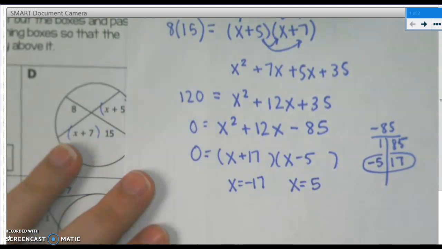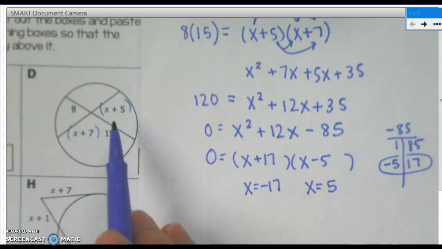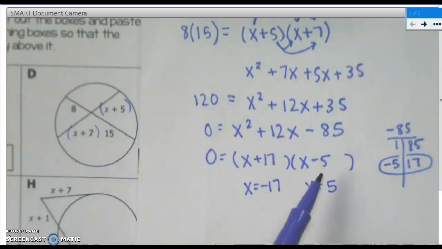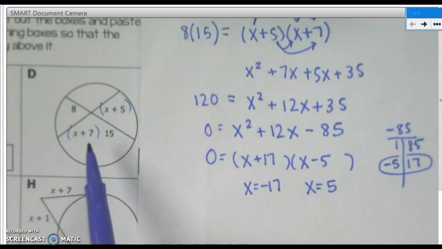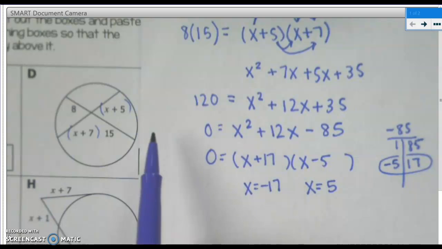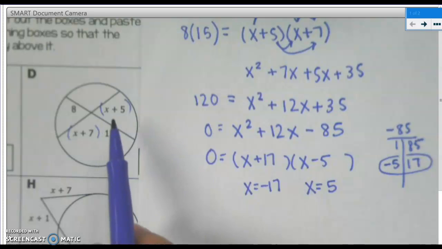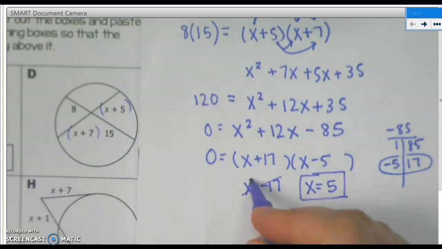Now, both solutions are true for the equation, but you have to go back to the original picture to see which one works for your shape. The equation doesn't know that we're dealing with a circle. And in a geometry figure, a side can't be negative. So if I try to see if negative 17 will work, one of my pieces would be negative 17 plus 5, which is negative 12. I can't have negative 12 as a side, so it has to be 5. 5 is my solution. I don't want that one.